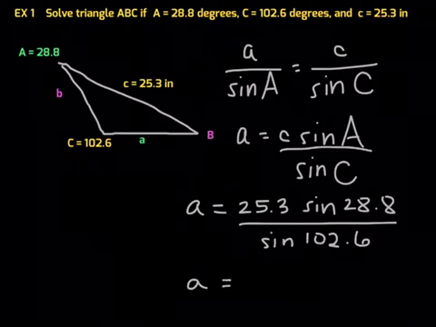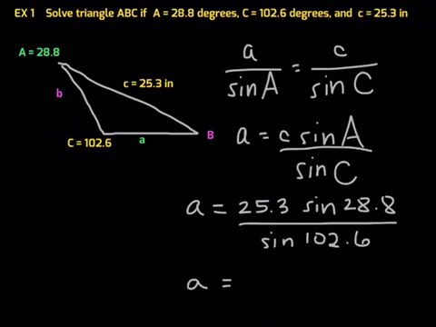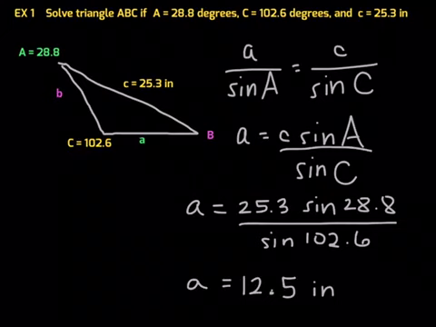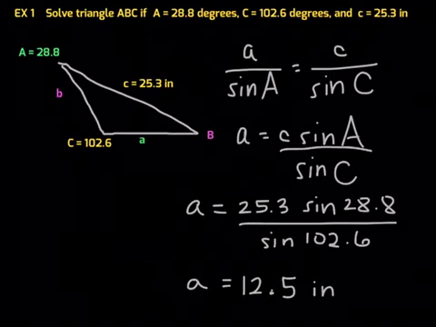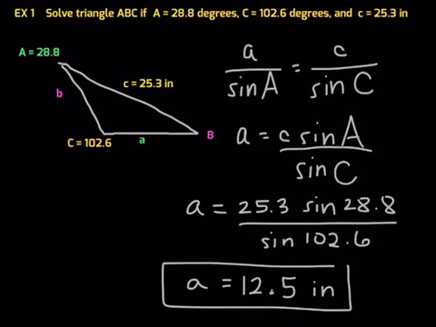All right, I'm going to punch all of this into my calculator, and I'm going to round to 3 significant digits. Okay, I hope you agree with me that we get a is equal to 12.5 inches. All right, cool. So then the other unknowns are side b and angle B.